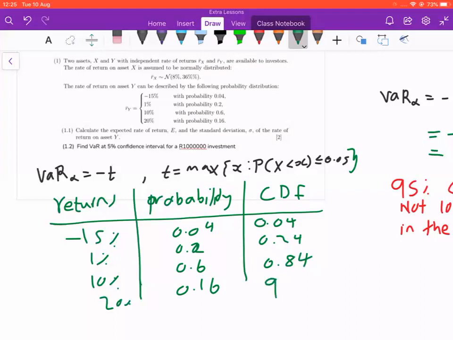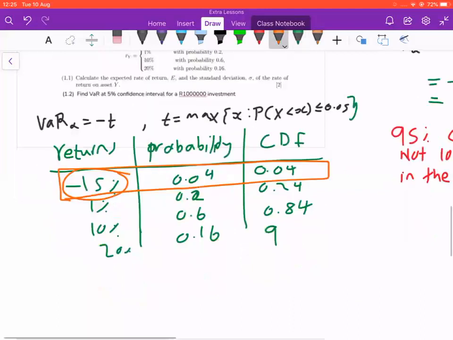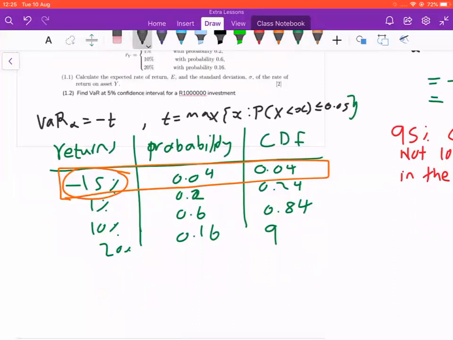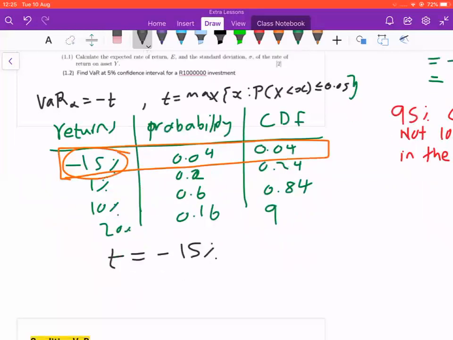And then you look at the returns that have a probability of 5% or less in terms of the CDF. It's only this one, and the maximum value of this set, since there is only one value, simply means that our t is going to be negative 15%. And therefore our VaR is going to be 15%, because negative 15 times negative is positive 15.